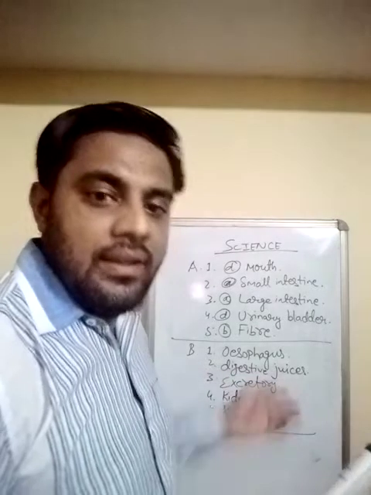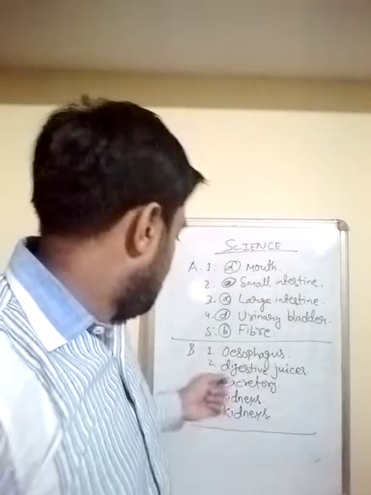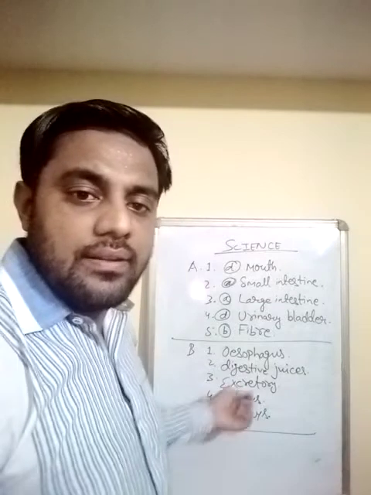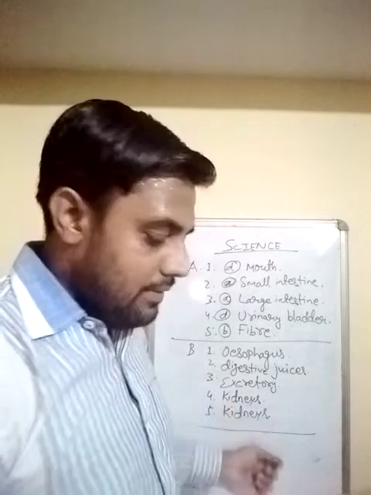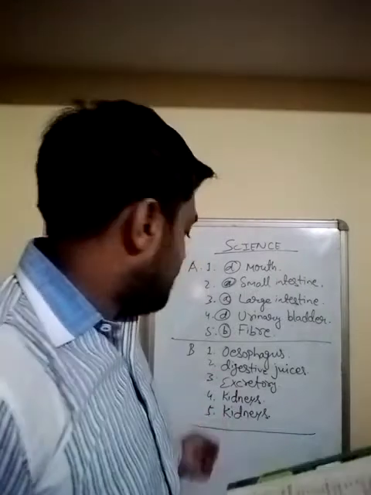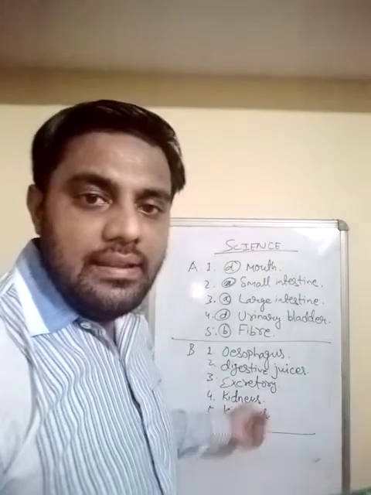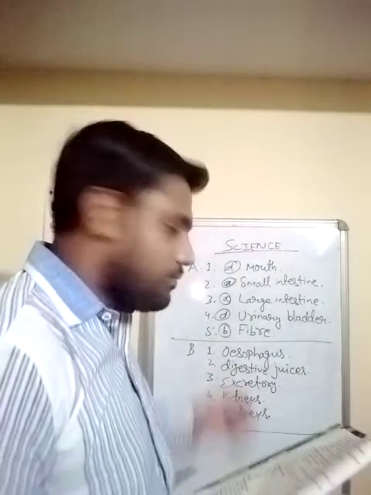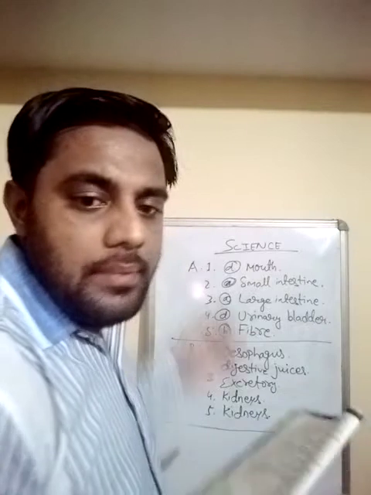Number 3, excretory system, E-X-C-R-E-T-O-R-Y, excretory system is already in the question. Number 4, your correct answer is kidneys, K-I-D-N-E-Y-S, kidneys. And number 5 also, your correct answer is kidneys, K-I-D-N-E-Y-S, kidneys. Okay, dear children. Now, I'll be rubbing the board.